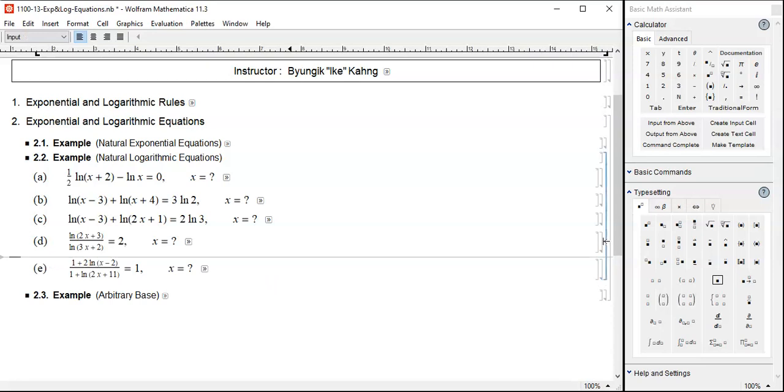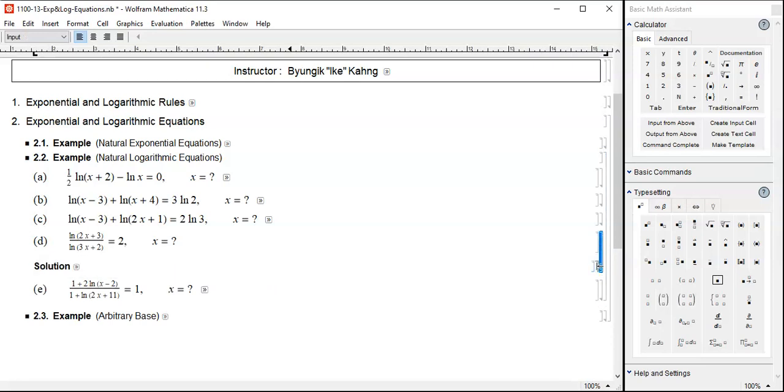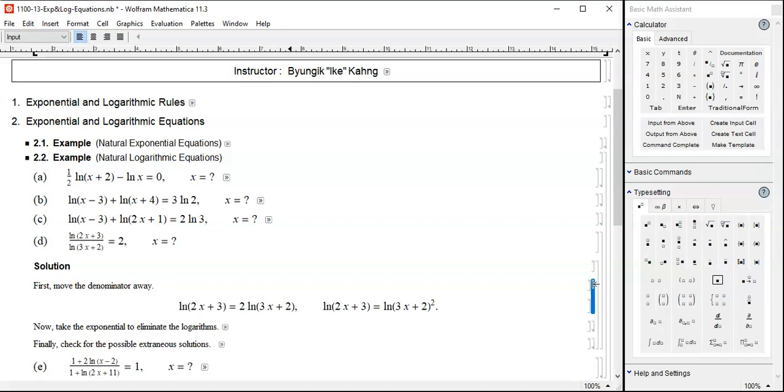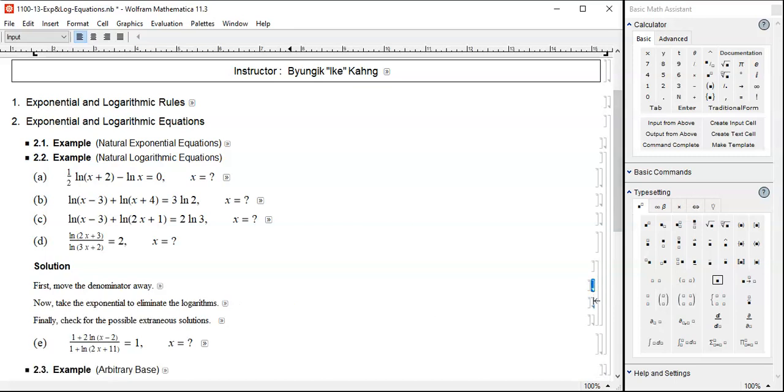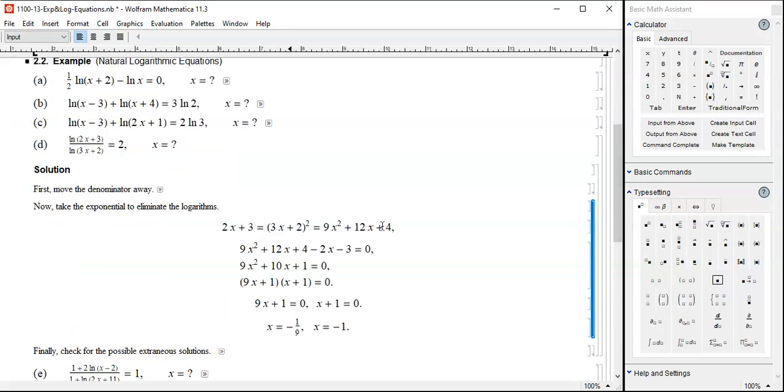I'd like to save some time, so let me show you the answer key here. Okay. Move the denominator away like this, alright, and take the logarithms of both. We get this equation, and then from this point on, just use routine algebraic work. Turns out -1/9 or -1. Okay.